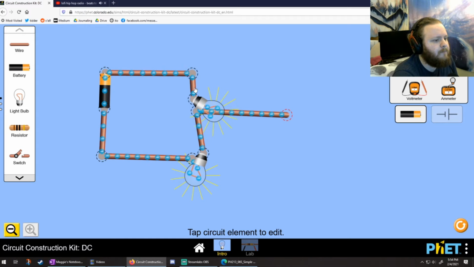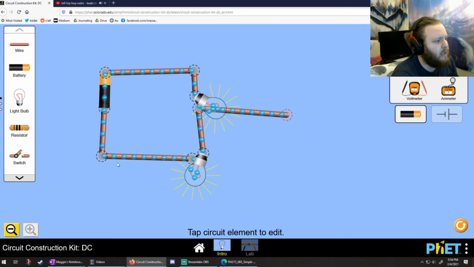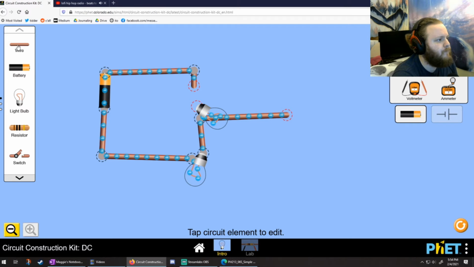Okay, so they're lighted up like that. Can I pause this somewhere? I can't. I can just disconnect that. Okay. And then I'm going to put another light bulb over here. This is now in parallel with this other one, right?